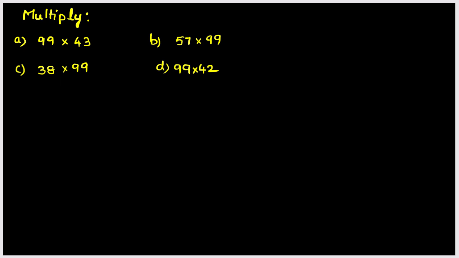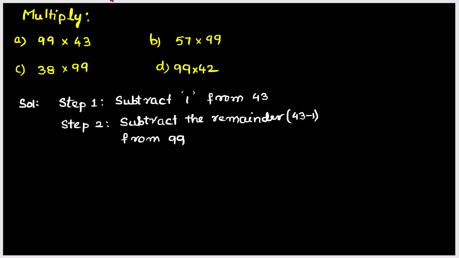First one is 99 into 43. So how can we multiply the two numbers quickly? Now there are two steps, children. Step one is we have to subtract 1 from the number by which we are going to multiply 99. Second step is again we have to subtract the remainder, that is 43 minus 1, from 99.